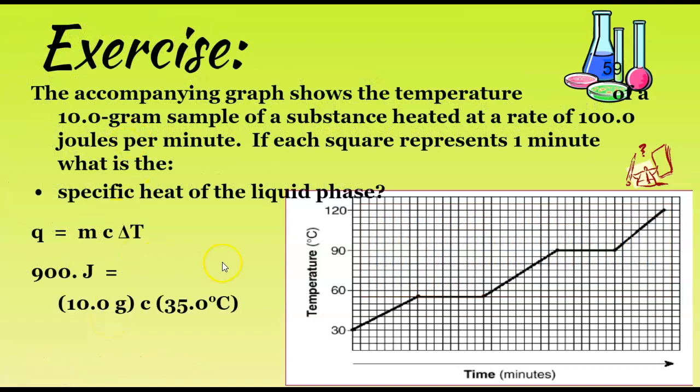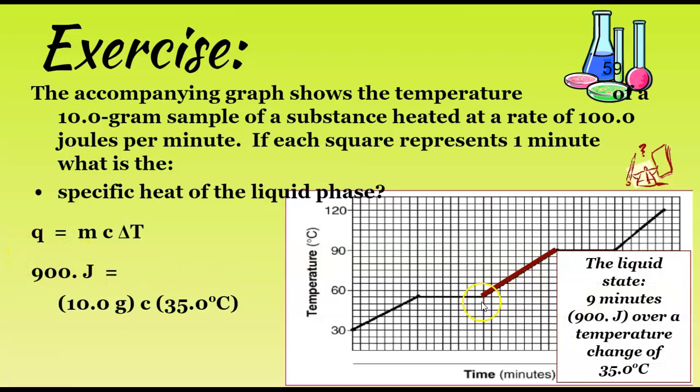All right. What is the specific heat of the substance in the liquid phase? From here to here. Right there. So what I got to do is count again, and I get 9 minutes, so it's 900 joules. Again, what I would do is 10 times 35. I get 350 gram degrees Celsius. Divide 900 by that, and I should get 2.57 joules per gram Celsius.